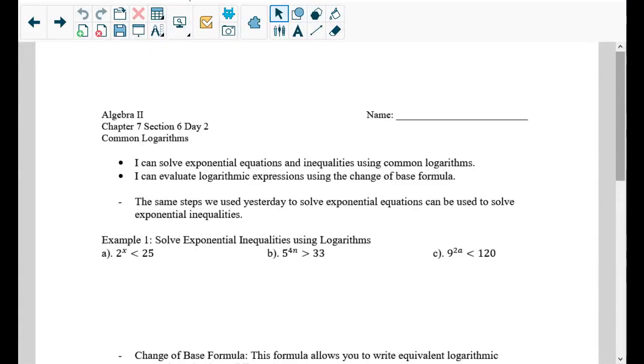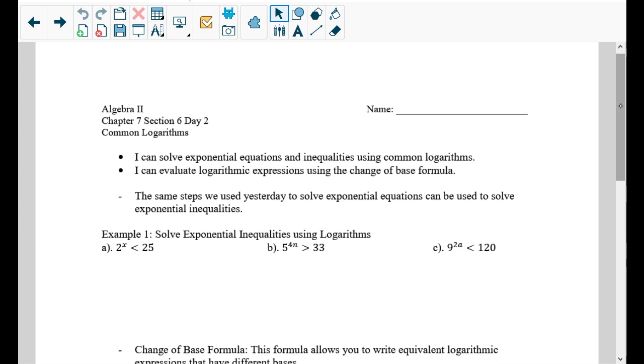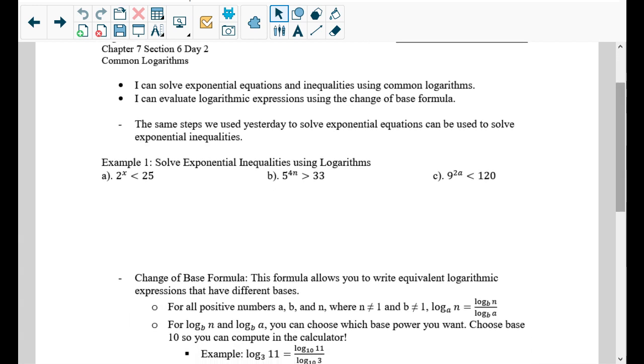Section 6 is the day 2 notes. So continuing common logs. Again, we're solving these exponential equations, and now we're taking a look at inequalities here in example 1. So here we don't have any logs in there, but to solve, we're going to again insert logs on both sides, just like we did before.